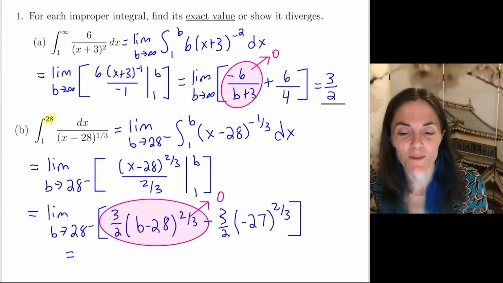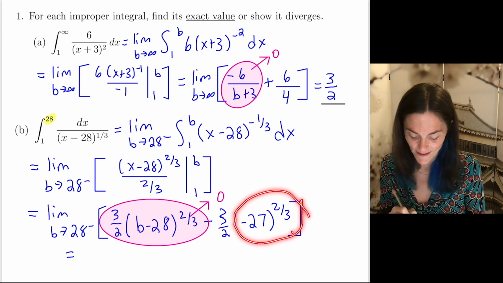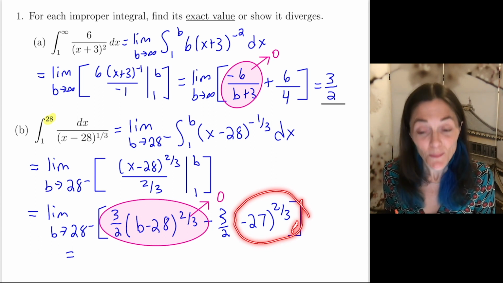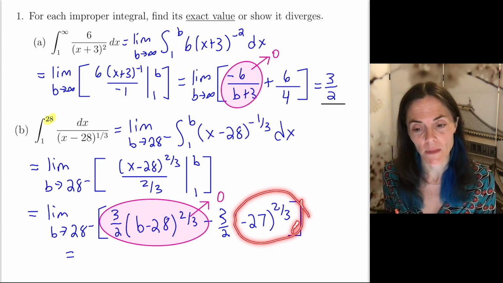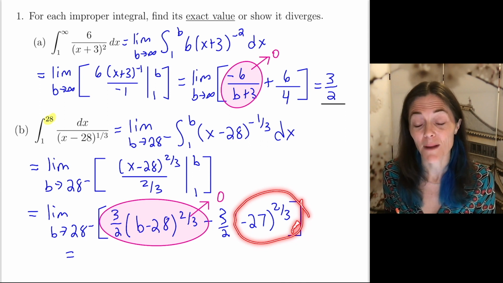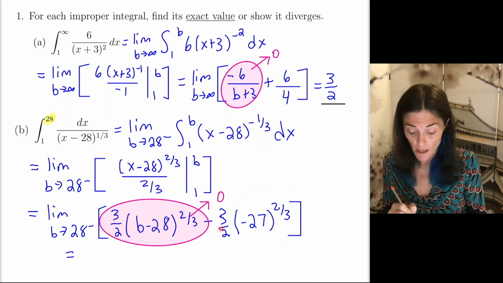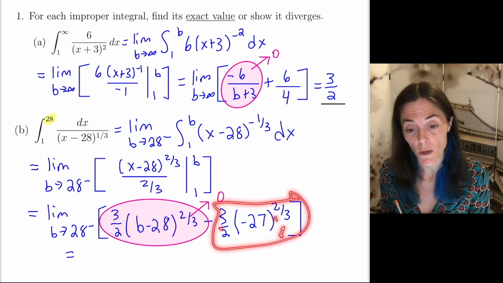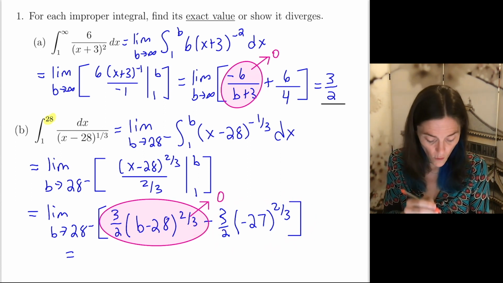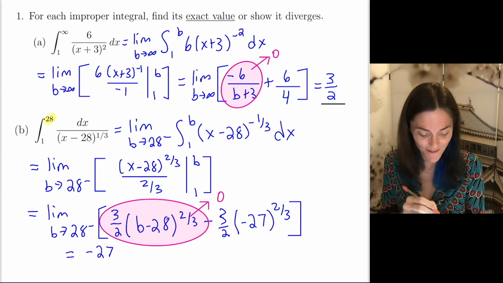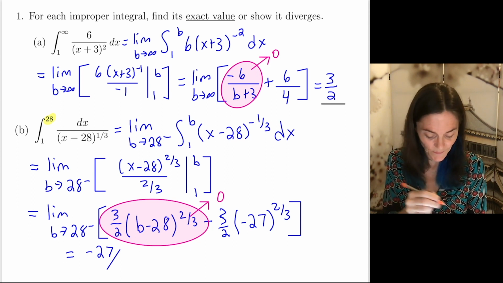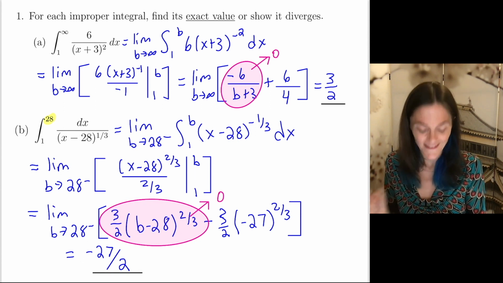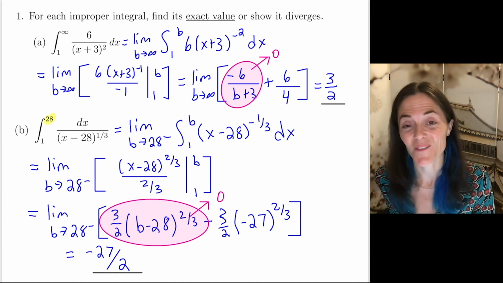Now, the thing is, I have to be careful about the sign. So let's think about this part. There's a few ways I can do this, but probably easier is take the cube root and then square. The cube root of minus 27 is minus 3. We square, we get positive 9. Positive 9. And then multiply by 3. So this part is positive 27 over 2. But then you see I have this subtracting off. The whole thing is negative. So my answer is negative 27 over 2. And once again, we have a convergent improper integral in 1b.